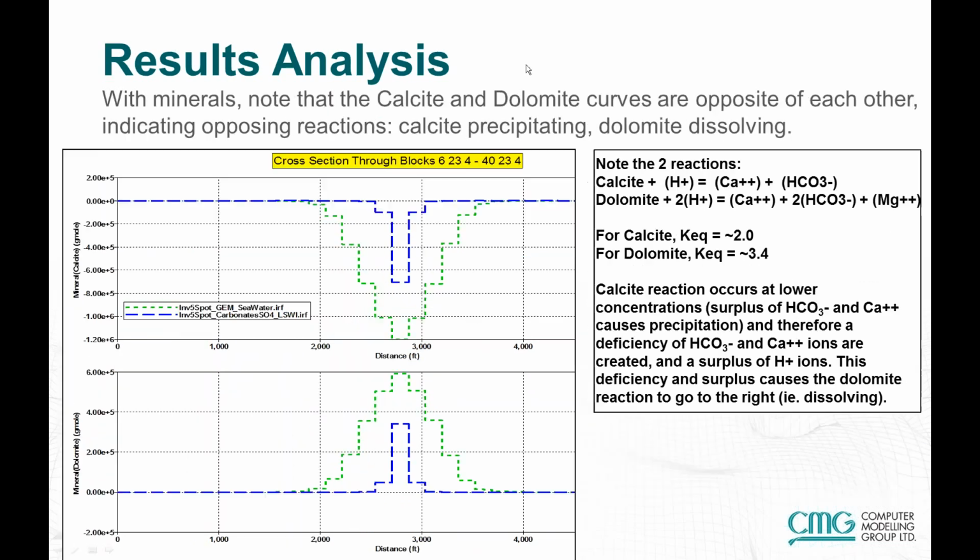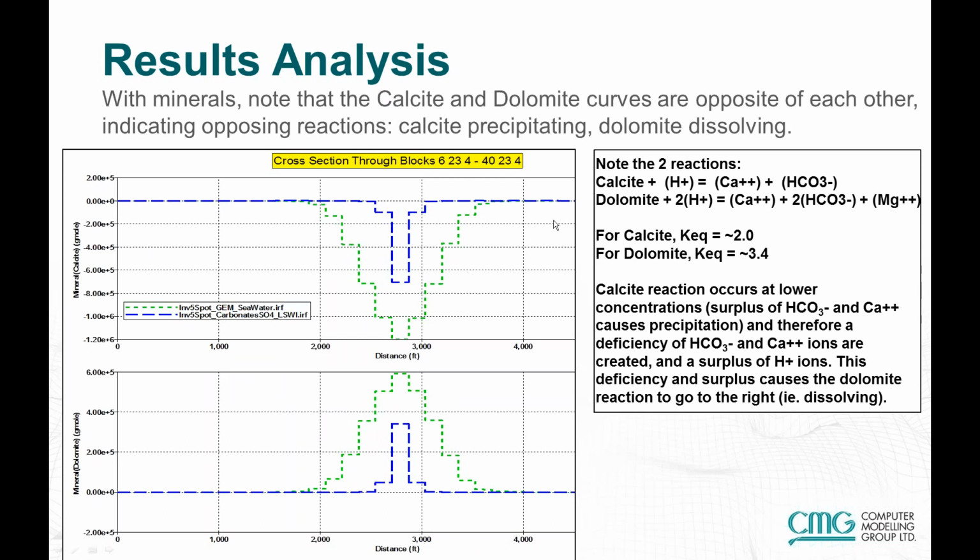Now, if we analyze this further and we look at the calcite and dolomite behaviors, we see that they're opposite to each other. So the calcite is precipitating, the top plot here, negative values. Dolomite is dissolving, the bottom, positive values here. And again, seawater is maximum.